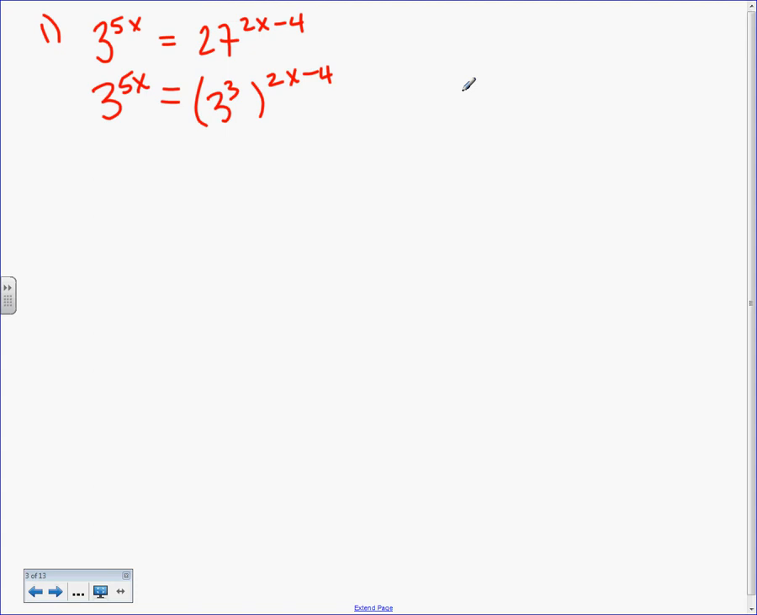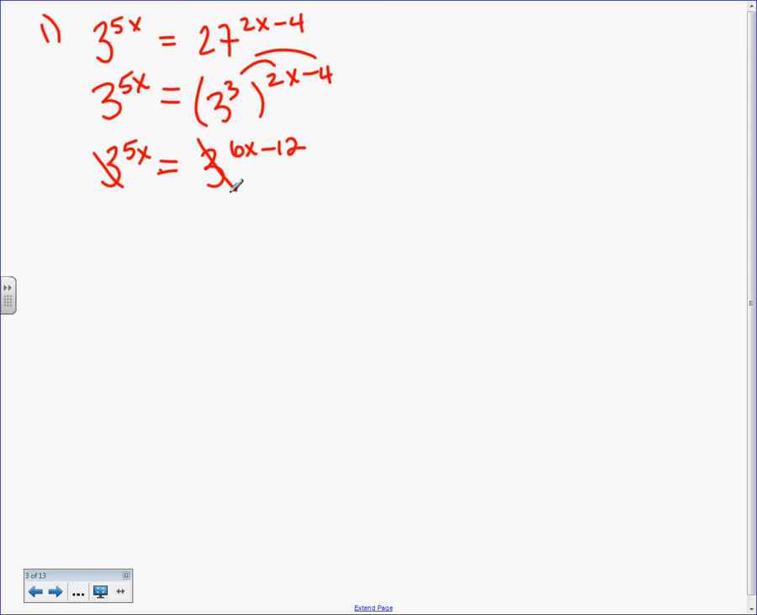So whenever you have a power to a power, what do you do with those? Multiply, right? I'm going to multiply. So this is 3 to the what? 6x minus 12. Very good. Distributive property, right? Is that okay? Do I now have the same base? Are they both a base of a 3? Yeah. So essentially, they don't actually cross off, but in my mind, that's what I do.